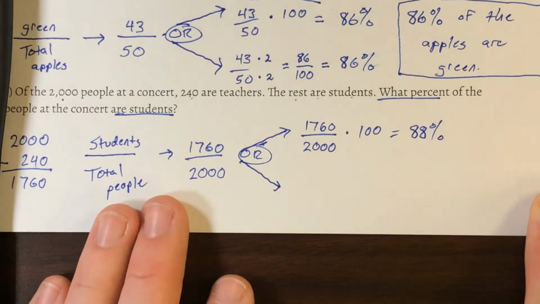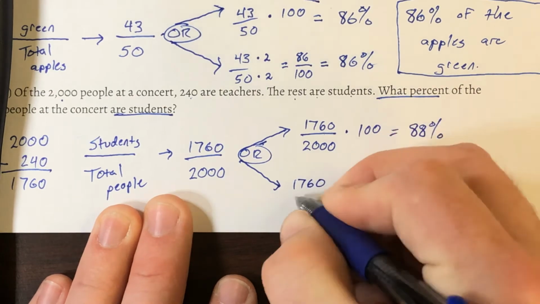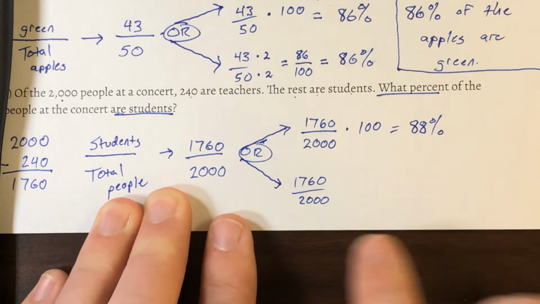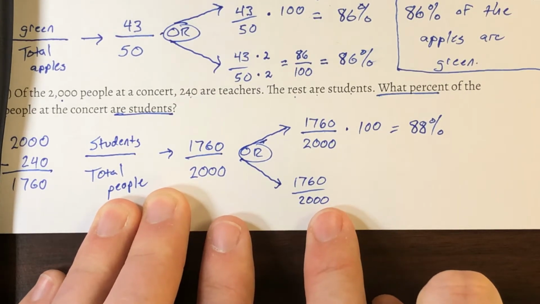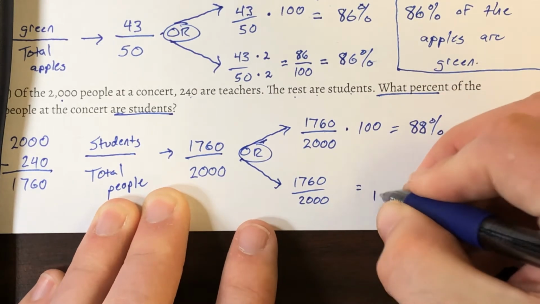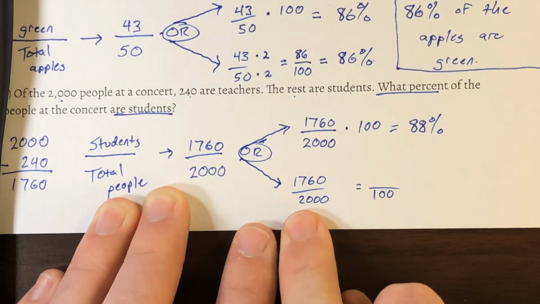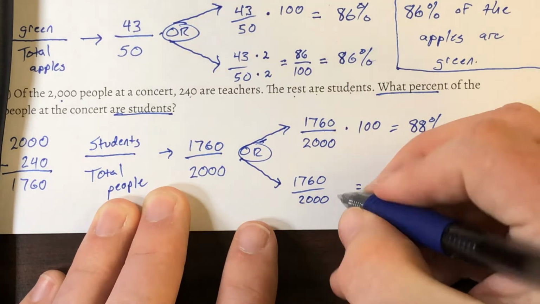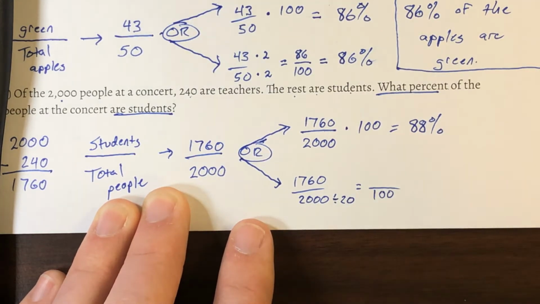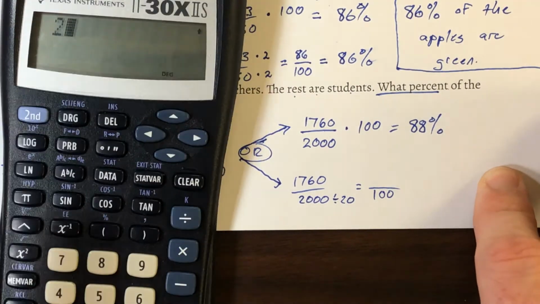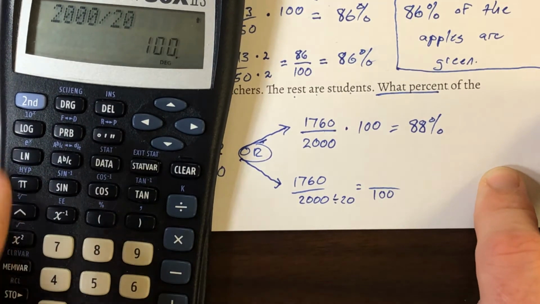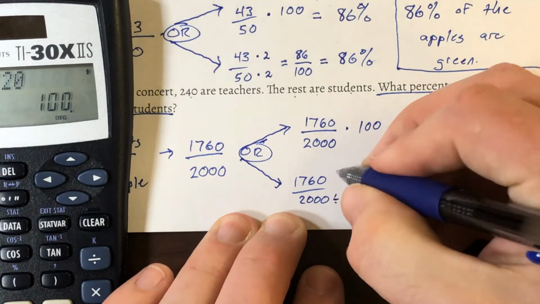All right, let's do that the other way. 1760 over 2000. I want to know, how do I turn 2000 into 100? Well, I know if I divide 2000 by 2, I get 1000. And 1000 divided by 10 is 100. So that means 2000 divided by 20 is 100. And you can check yourself. 2000 divided by 20 is indeed 100. So we're going to do that to the numerator as well.